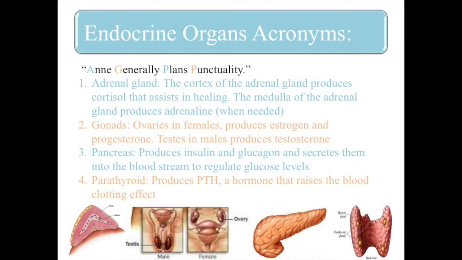The G in generally stands for gonads. And gonads are ovaries in the females that produce estrogen and progesterone, and gonads in males are the testes, and that produces testosterone. The P in plans stands for pancreas, and the pancreas produces insulin and glucagon and secretes them into the bloodstream to regulate glucose levels. The P in punctuality stands for parathyroid, and the parathyroid gland produces PTH, or parathyroid hormone, and that is a hormone that raises the blood calcium level.